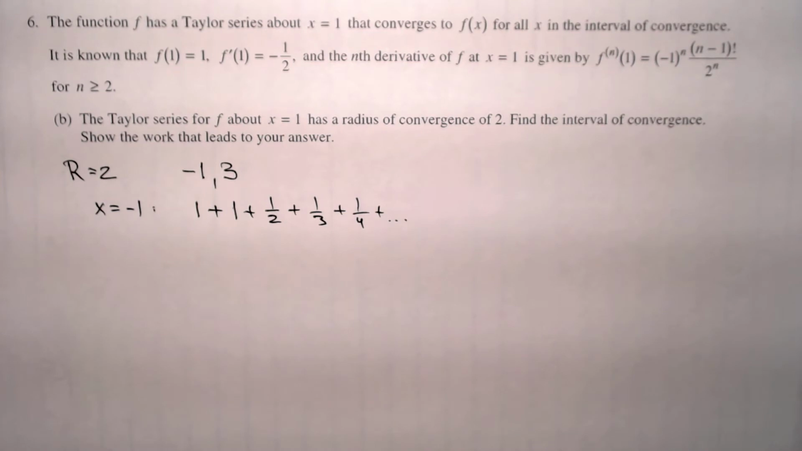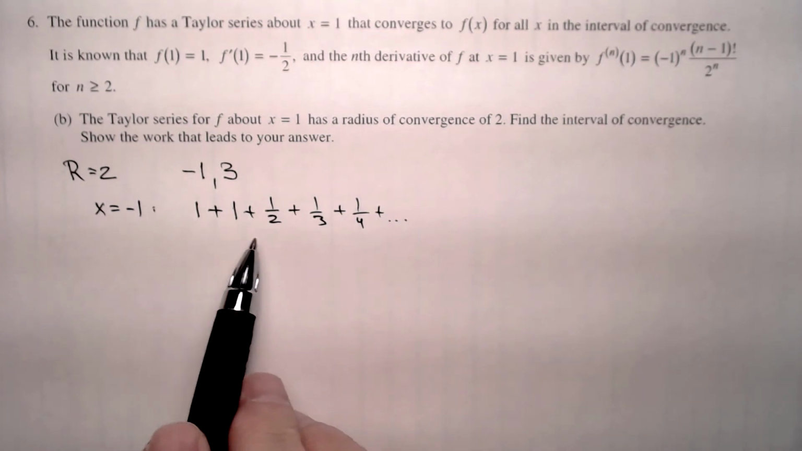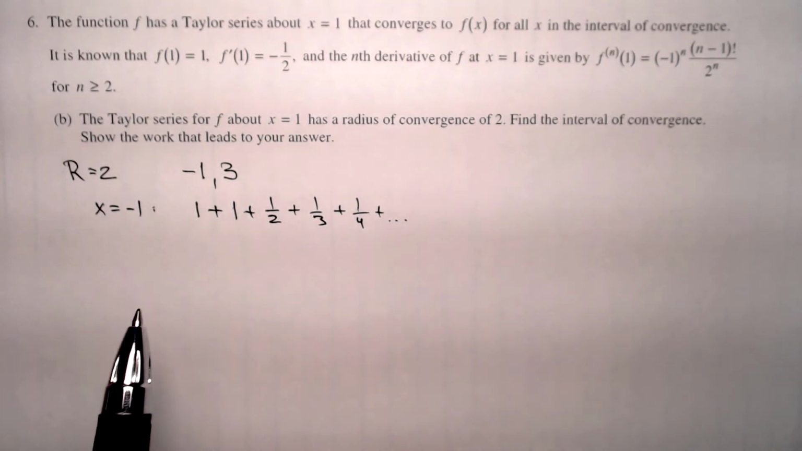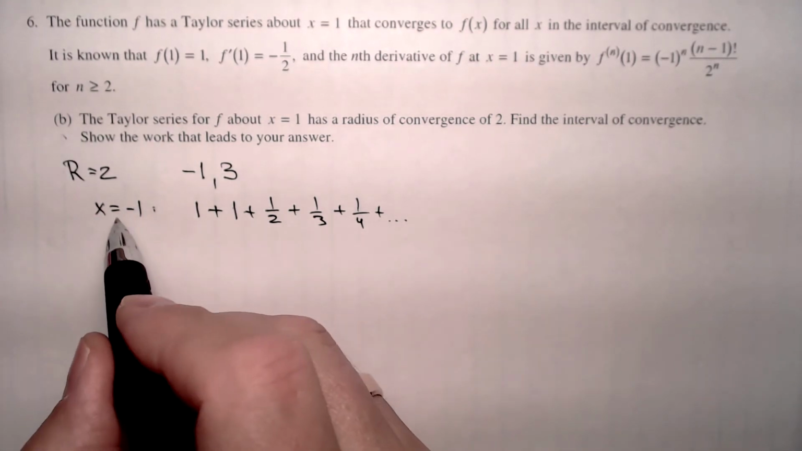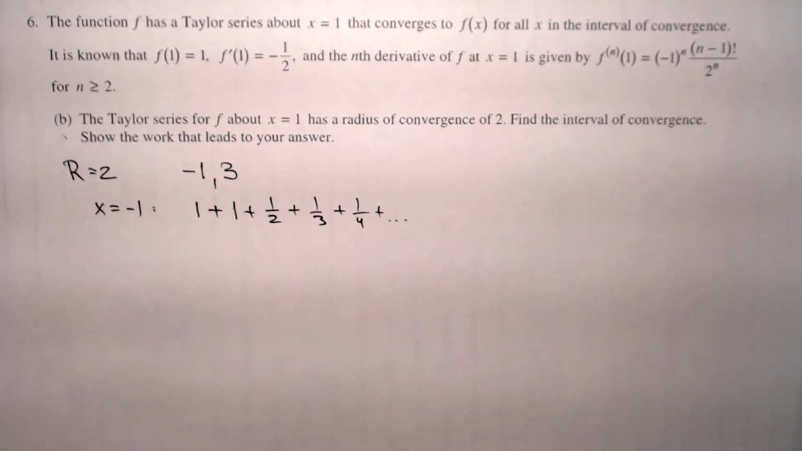In this case, this series is 1 plus 1 plus 1/2 plus 1/3 plus 1/4, and so on. And because this is a harmonic series, and how do we get that? We plug in negative 1 into the equation that we just found in part A. Because this is a harmonic series, it diverges. So x equal to negative 1 does not belong to the interval of convergence.